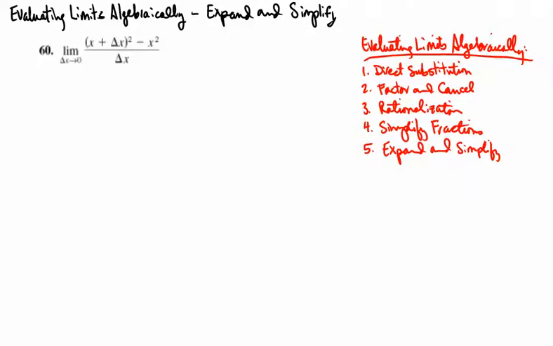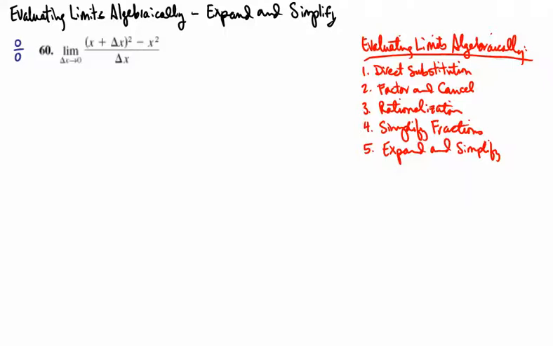Alright, so you can see here that we have our list over on the right side. Direct substitution: if we plug in delta x equals 0, we're going to get x squared minus x squared, which is 0 in the numerator and 0 in the denominator. So once again, we have an indeterminate form, and we have to go on to find another strategy.